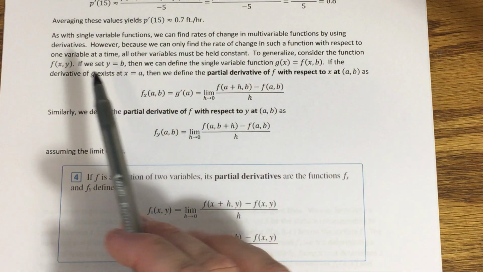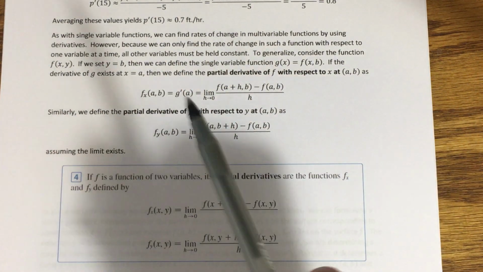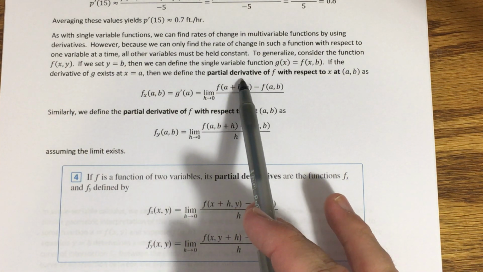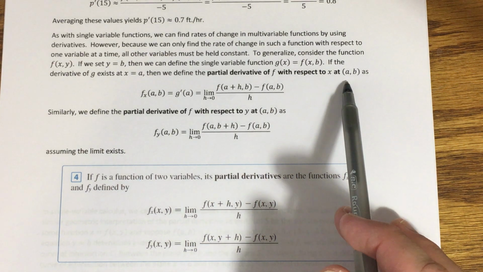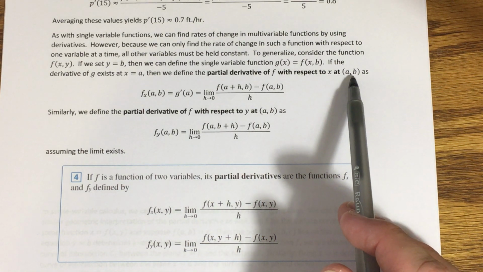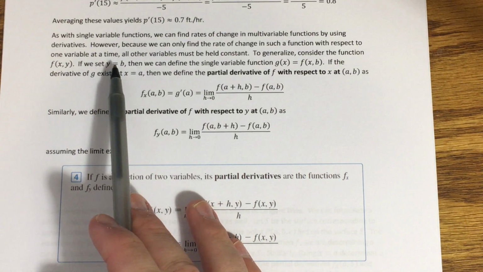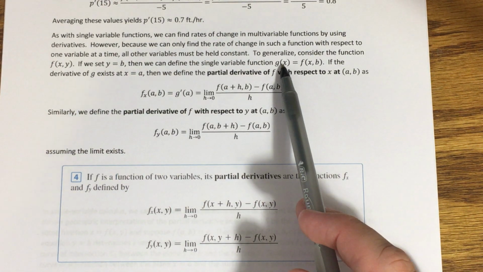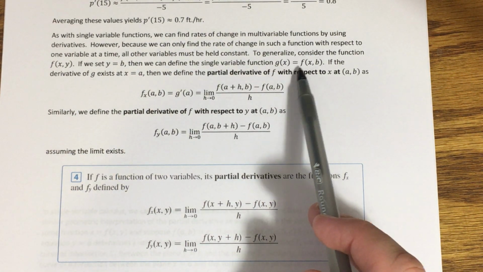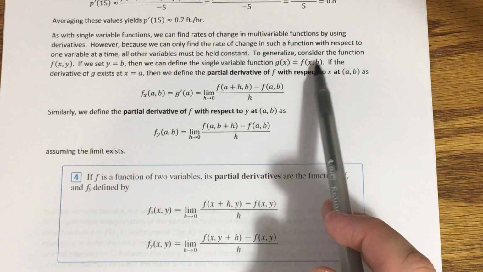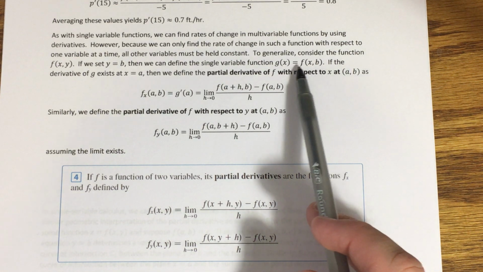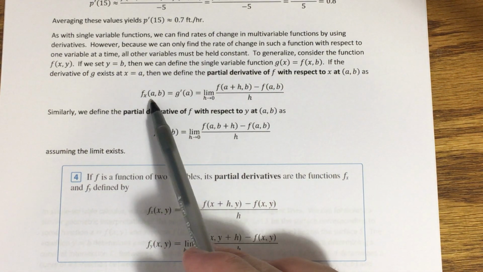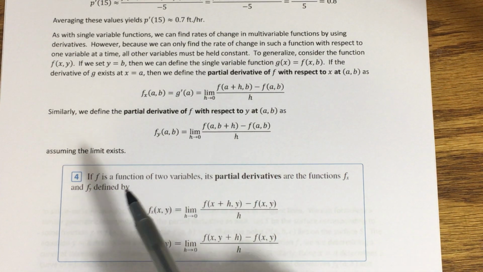If f of x, y is just any two variable function, if we want to find what we call a partial derivative of f with respect to x at some point a, b, then what we're doing is we're holding y constant. We're setting y equal to the constant b, allowing us to create a single variable function, g of x equals f of x, b, where x is a variable but b is understood to be a constant. And then we differentiate this function with respect to x, treating y like a constant, and so we get this definition. This is our limit definition here.